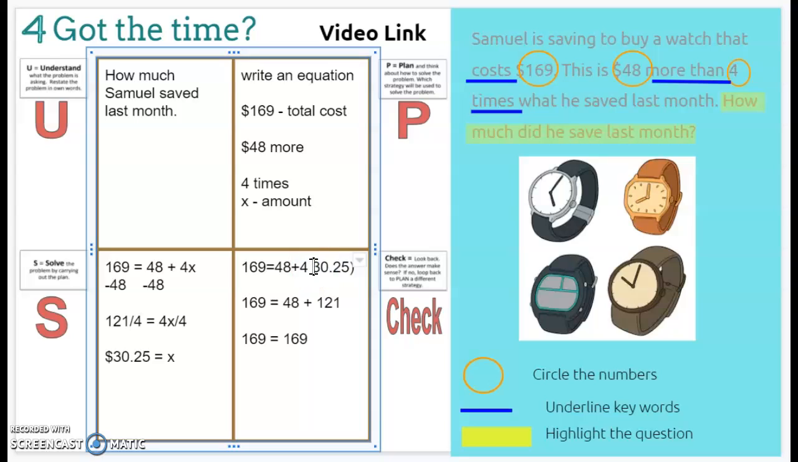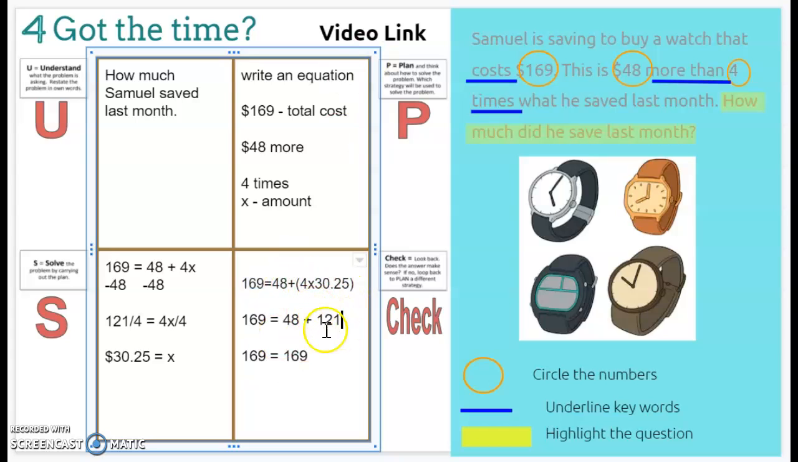So you could either write it like this. Okay, let me bring this down so you can see it better. So we did this first right here. So you could write it like that. Here, let's see if we can make this a little bit smaller so you can see. There we go. So you can see we did the multiplication first, then we did the addition, and then that equaled it out. So $30.25 was how much he saved last month.